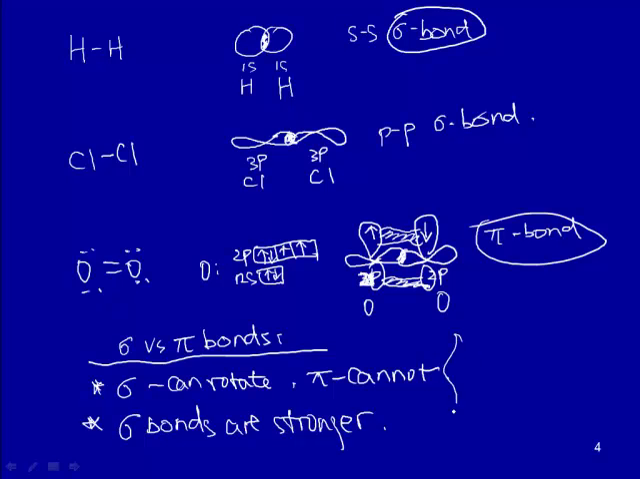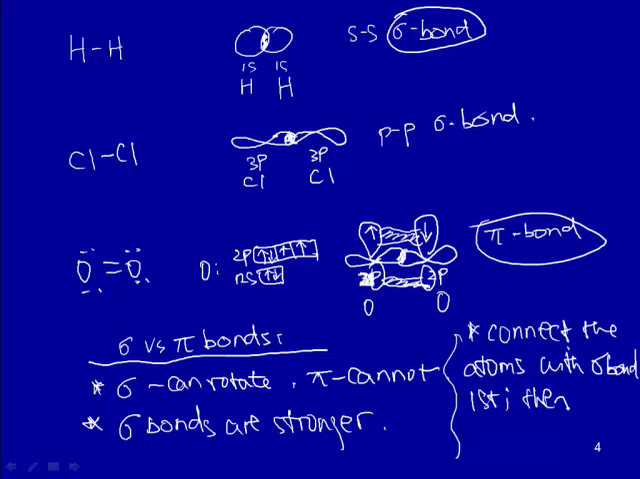So the process of figuring it out is to connect the atoms with sigma bonds first, then look for pi bonds, and that requires perfectly aligned p or d orbitals that will participate in the bonding.